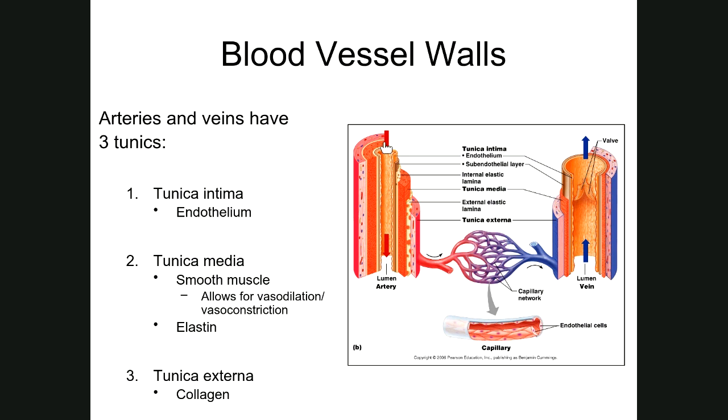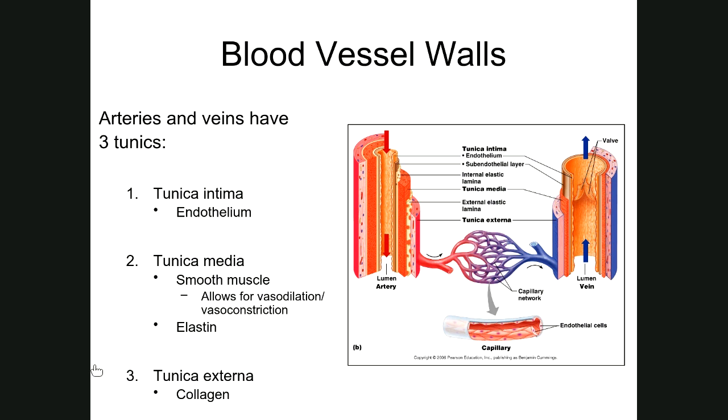So we've got a tunica intima with arteries. If you look over here, we've got a tunica intima with veins as well. So it's that innermost layer that's lining the blood vessel wall that would be in direct contact with the blood cells and with the plasma as it's moving through the vessel.